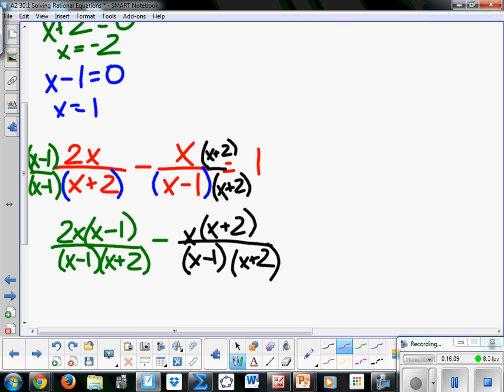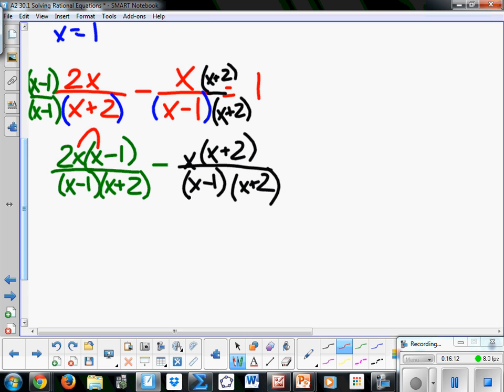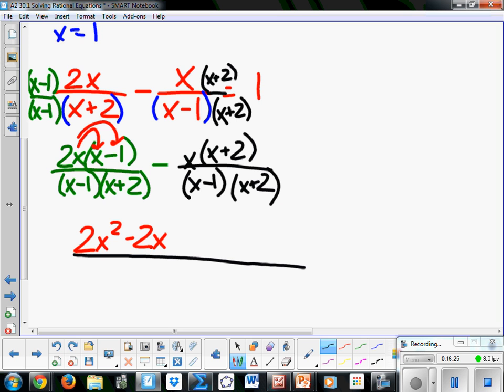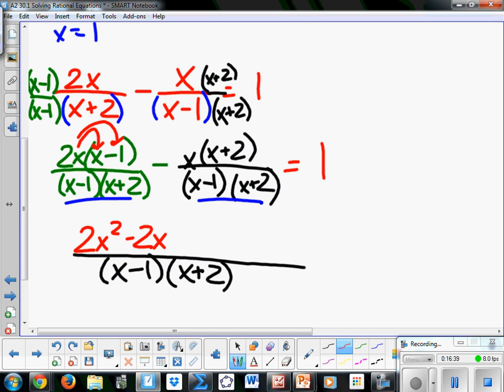Okay, well, I'm going to simplify these. I'm going to distribute my 2x to both of my terms. I end up with 2x squared minus 2x. And I'm also going to put everything over x minus 1, x plus 2, because we see that it is a common denominator between both of our terms. Okay, now before I forget, I'm going to leave this equals 1 out here because I don't want to forget that we are solving the equation. That's the whole purpose of this.